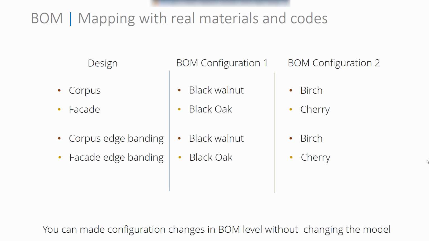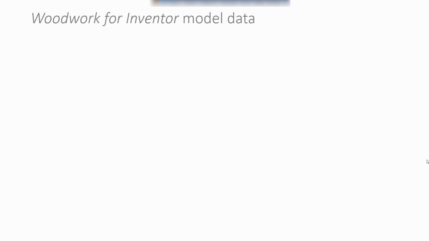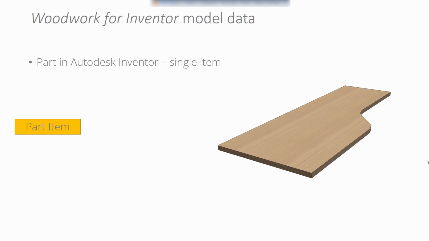There is no need to change something on the model. So you can have as many configurations of material replacement as you want. You can say your corpuses were made from walnut, birch, oak, whatever else, by simply choosing the appropriate material in the BOM.